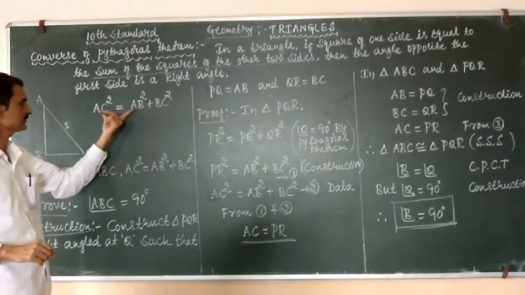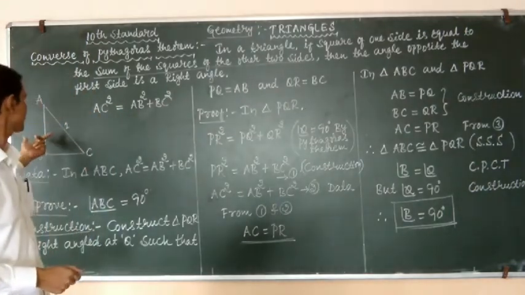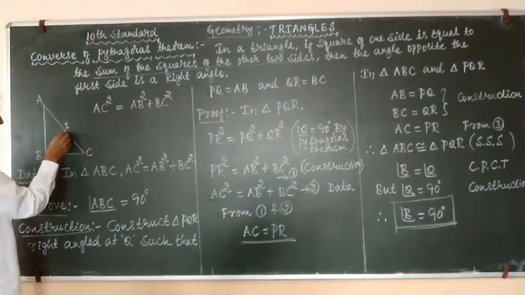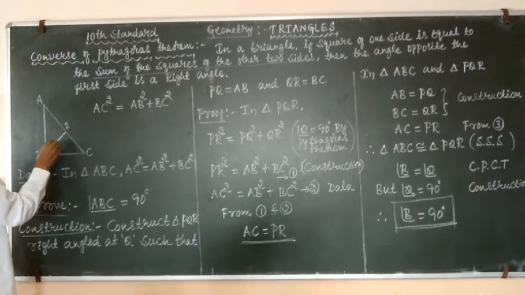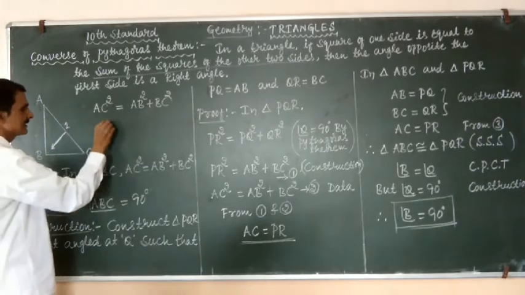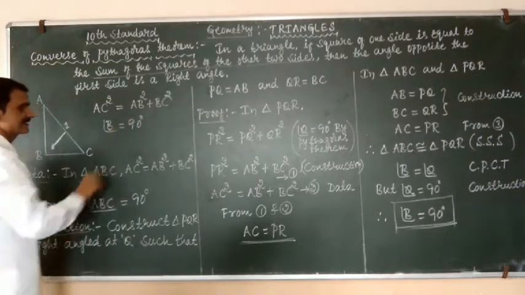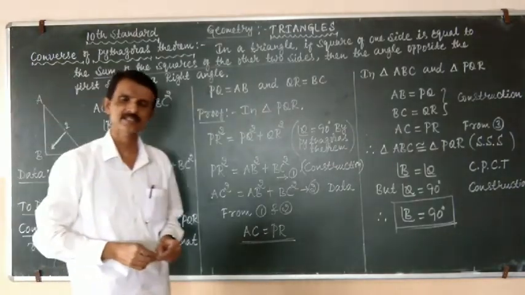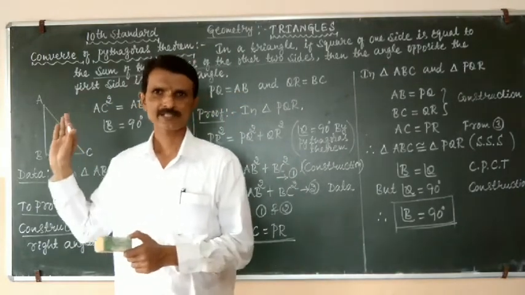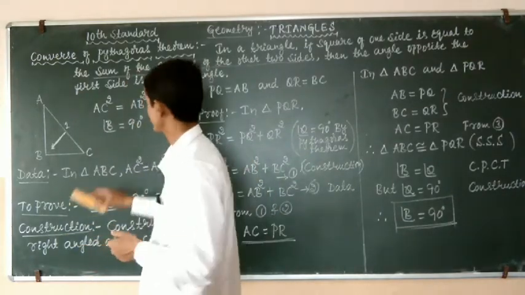If this holds good for the given diagram, then we say that the angle opposite to the first side is always a right angle. That means its measurement is 90 degree. Students, I think you have understood the statement with that. Now we shall prove it step by step.